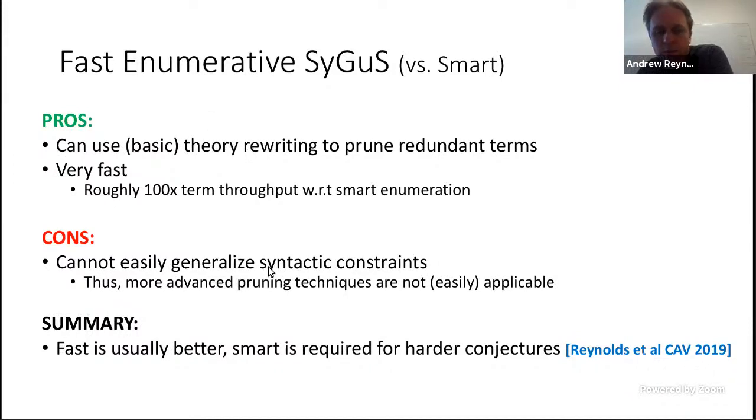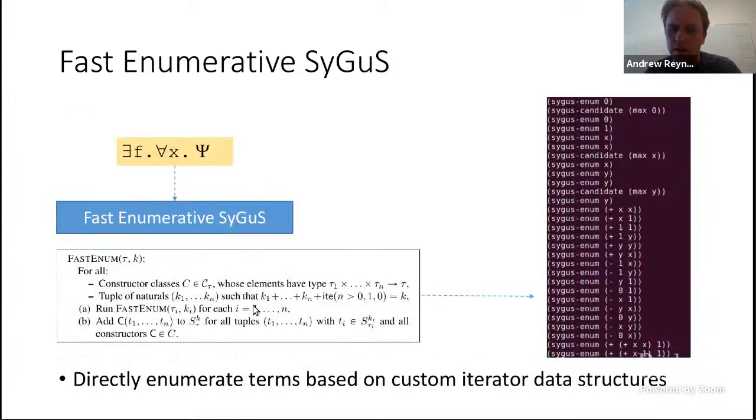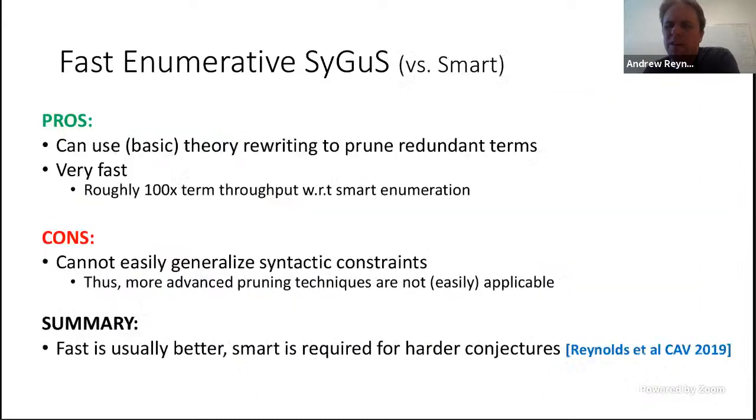What I say you can't do is easily express things like, I don't want to consider this shape of a term because maybe I did some more advanced learning. Because to do that, you would have to modify your iterator to somehow navigate through shapes, if that makes sense.